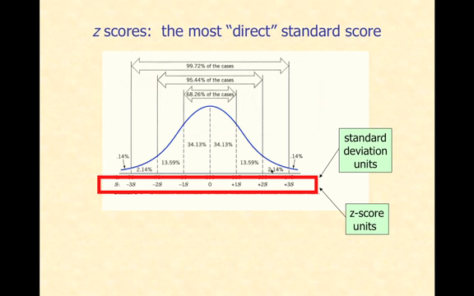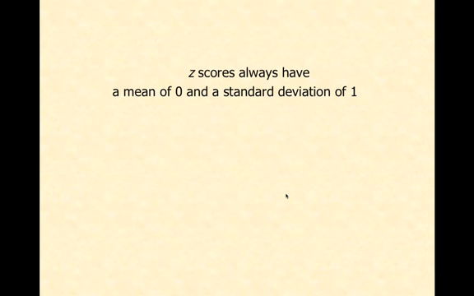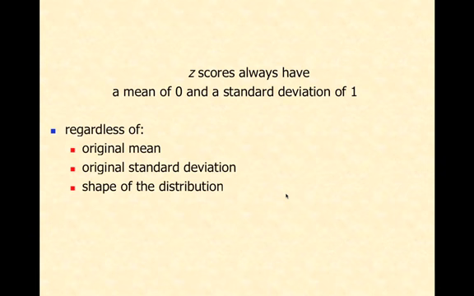So if you see something expressed as a z-score, you can know a couple of things about it immediately. It always has a mean of 0, and it always has a standard deviation of 1. And that is regardless of the original mean, the original standard deviation, or even the shape of that distribution. Now, we can have z-scores with a non-normal distribution, and we'll get to that more in a little bit.